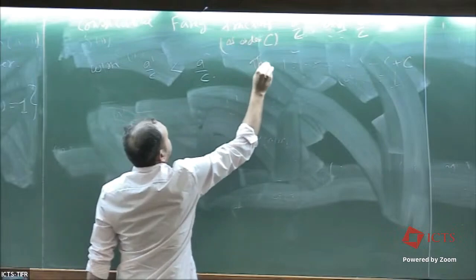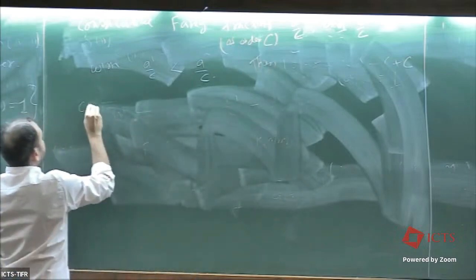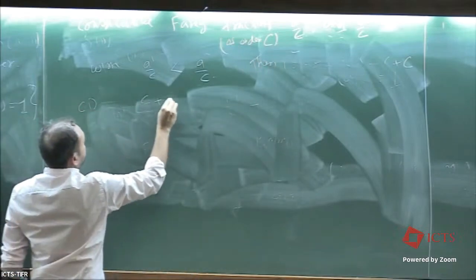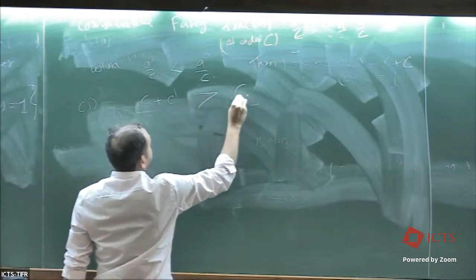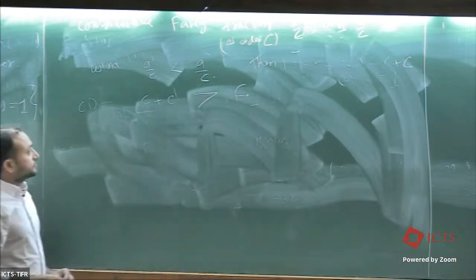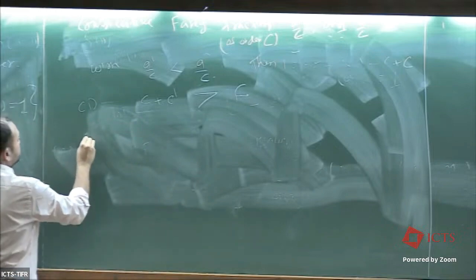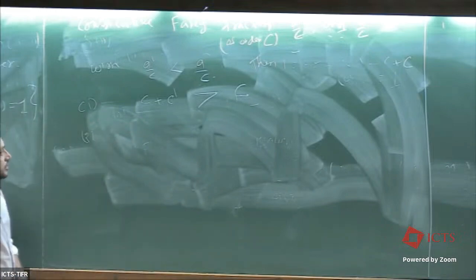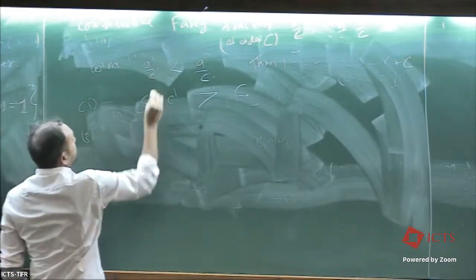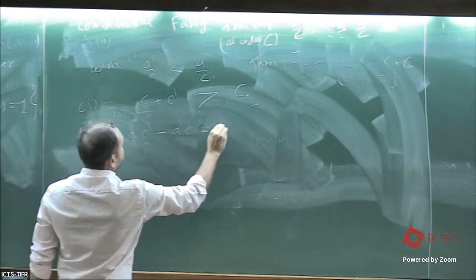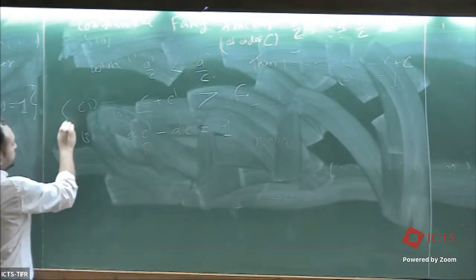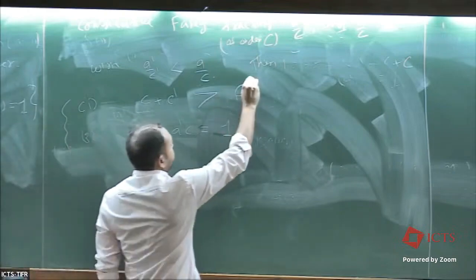Then the first one is C plus C prime. This will be strictly bigger than capital C. And the second one, their determinant is 1, in the sense that AC prime minus A prime C is 1. So we will require these two properties for the Farey fractions.